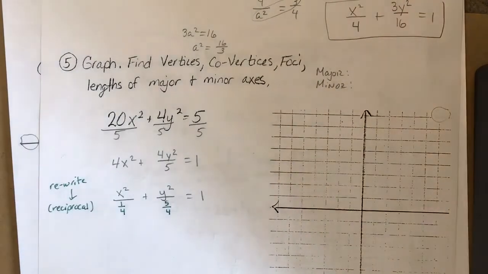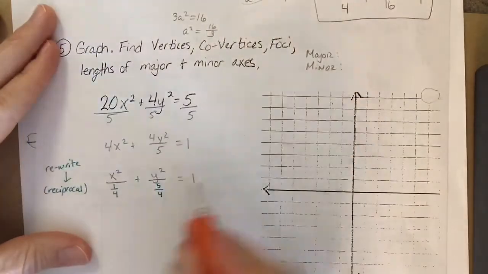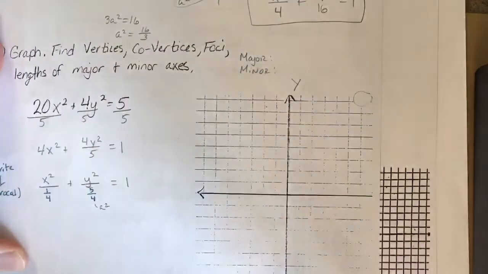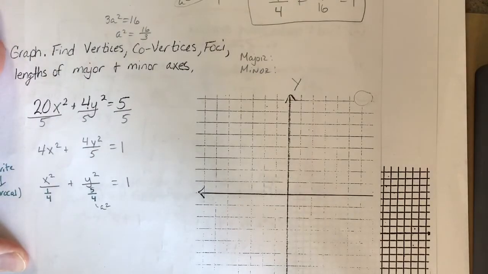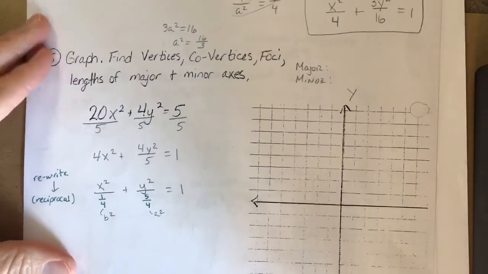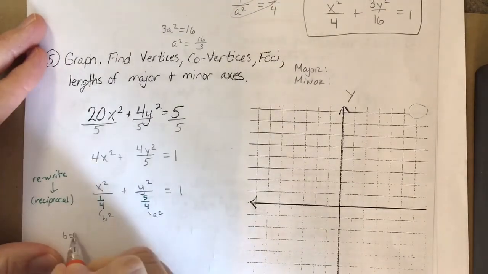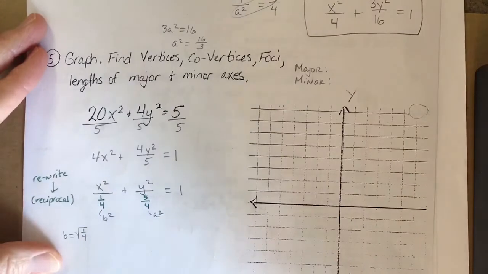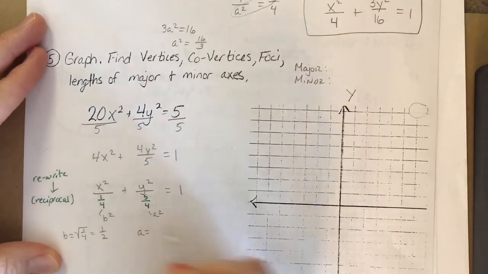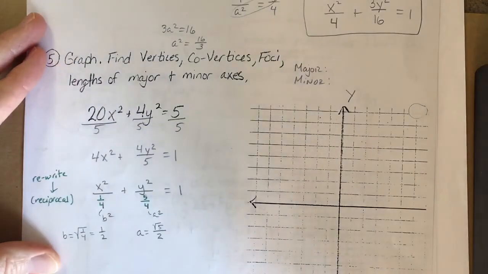Now, what's the major on this? Well, where's the bigger number? Under the y squared. So this is my a squared. The major is y. Okay. And the minor is the x. So what is b? B is the square root of 1/4, which is a half. What is a? A is the square root of 5 over the square root of 4, which is 2.